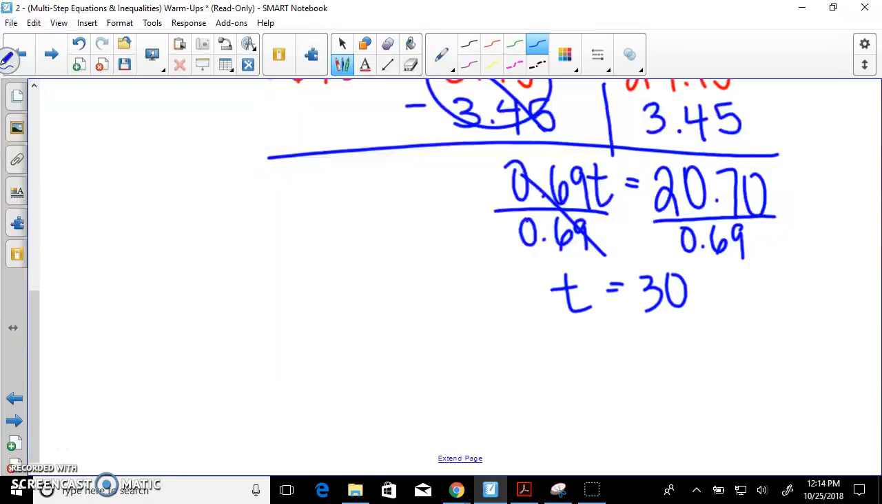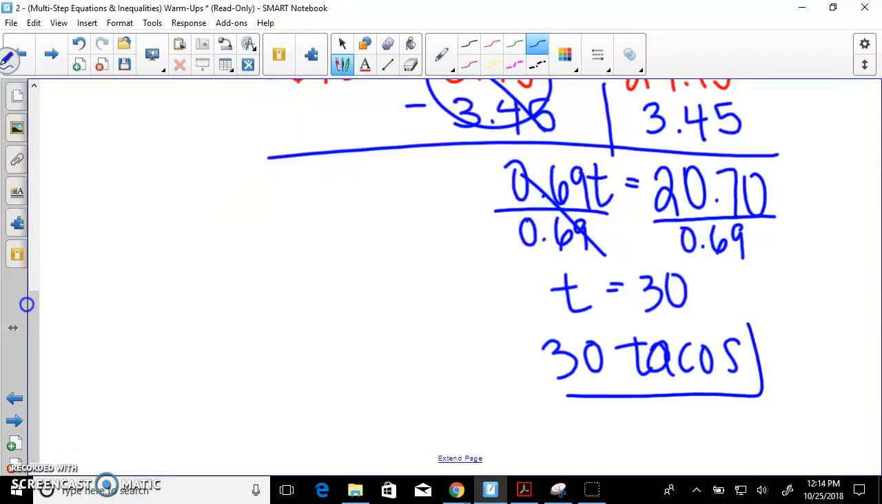So write your answer in terms of the question being asked. It's not just T equals 30, it's 30 tacos. So Mr. LaValle can buy 30 tacos for that amount.